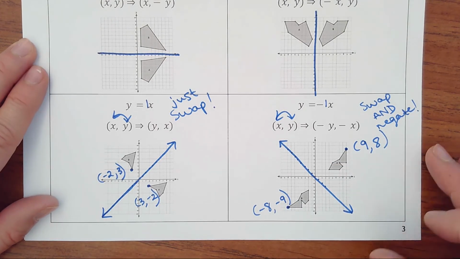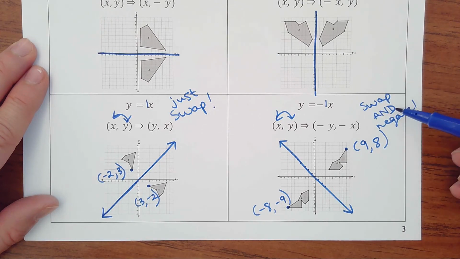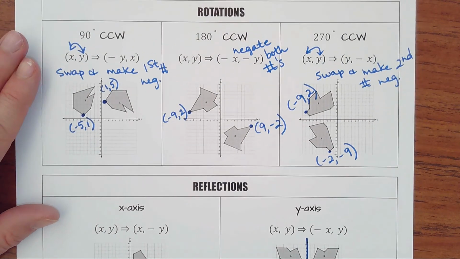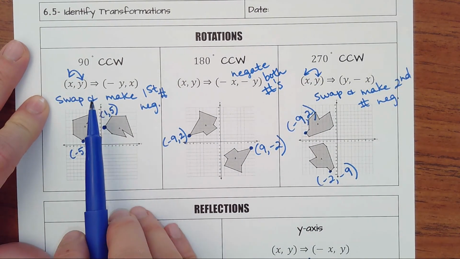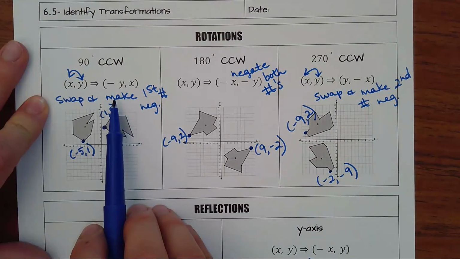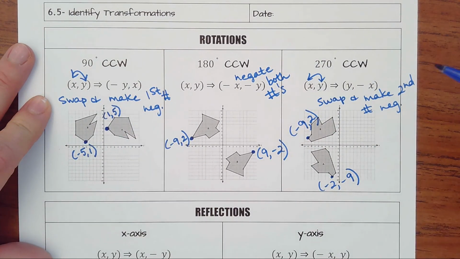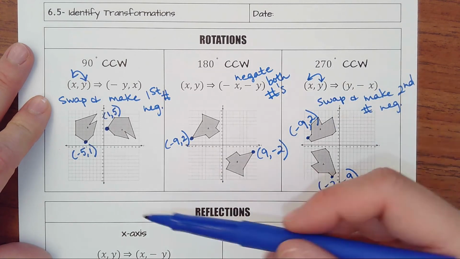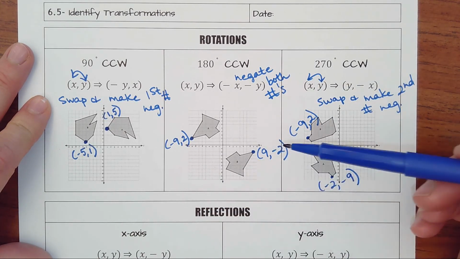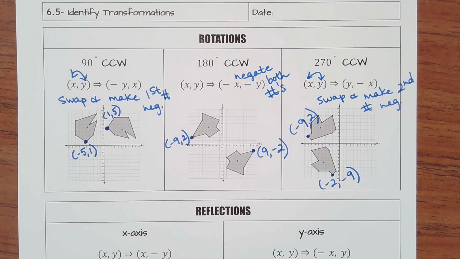So the difference is here you swap the numbers and change the signs, versus up here you are just swapping and changing the sign of one of the numbers, or negating them and not swapping. So it gets kind of tricky figuring out how a shape was moved, but use this to help you when you get stuck.